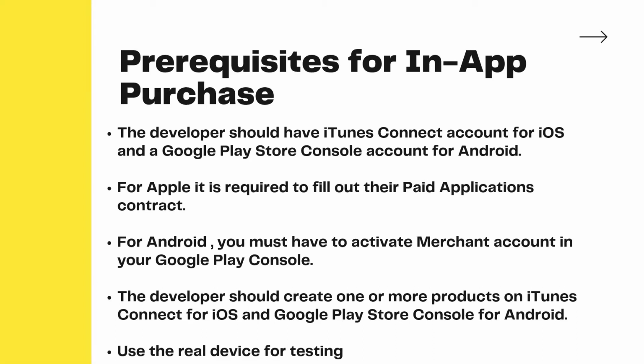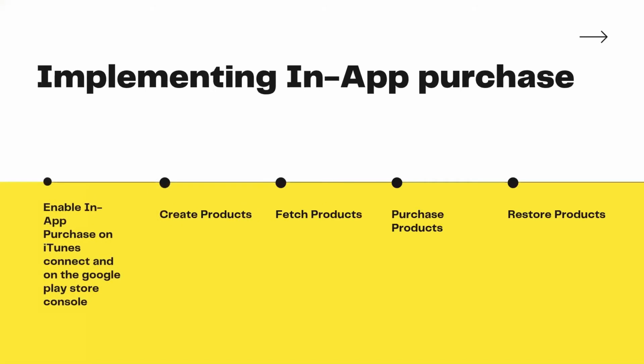Next we will see the implementation part. These are the steps we are going to follow in in-app purchase. First, we need to enable in-app purchase on iTunes Connect and on the Google Play Store. Then we need to create or add the products on iTunes. Then the next three steps, fetch product, purchase product, and restore products, are handled on the application side, that is, on the code side.